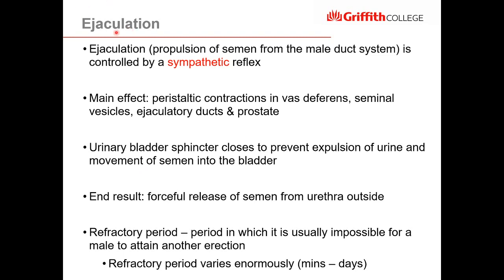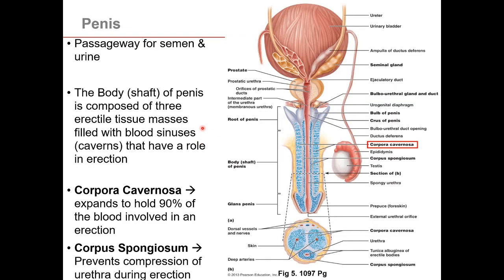Okay, so ejaculation, okay, it is controlled by a sympathetic reflex, and what's then going to happen is rhythmic peristaltic contractions within the vas deferens. So this is to help move those sperm cells up into that ampulla there, for a combination in the ejaculatory duct with the seminal fluid. Now, the urinary bladder sphincter will close. So this is an important thing here with males especially. We only have one pipe, okay? We've only got one piece of plumbing that kind of does everything.